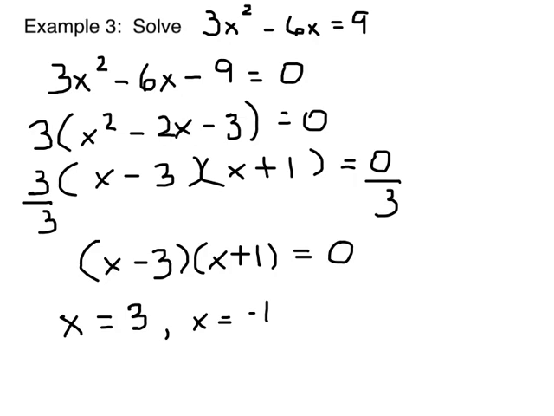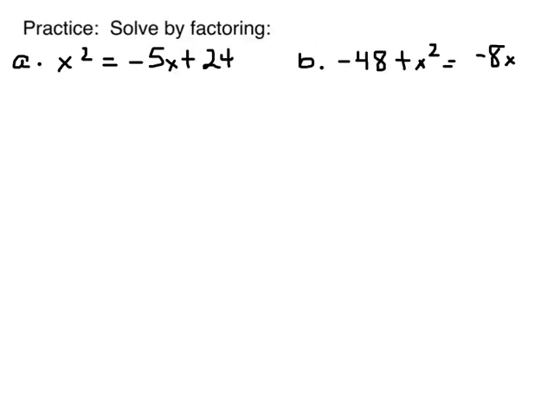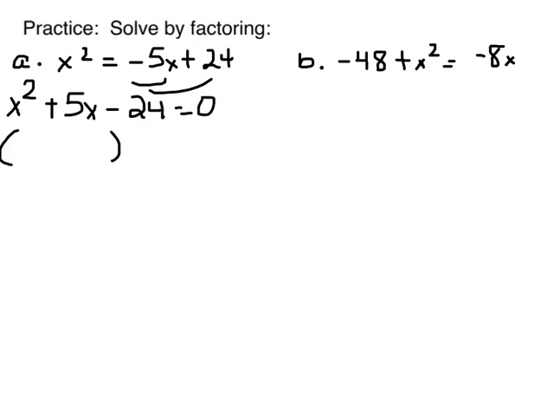All right, let's do a practice problem or two. Okay, so here we're going to need to get this in correct format. So we're going to say x squared, we're going to move this so it's going to become plus 5x. And when we move this, it'll be negative 24, and then we're going to add our equals 0. Then we're going to factor this.